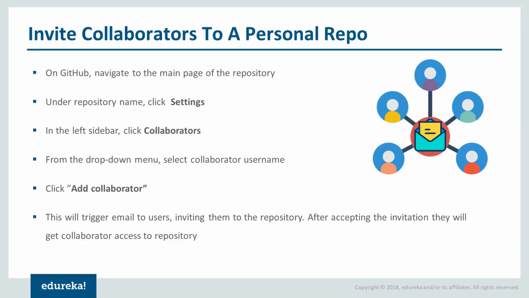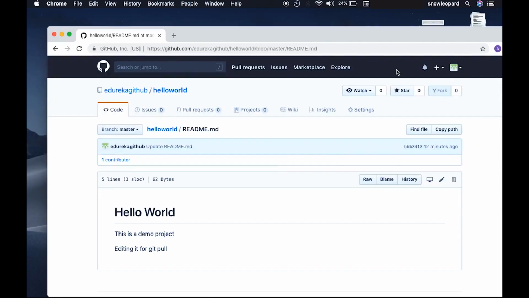So let's invite the collaborators to a personal repository. For example, we have created a personal repository on GitHub. Now I can go ahead and I can invite. To do that, I have to go to GitHub, and under the repository name, I have to click on the settings. Then on the left bar, there will be a collaborators button, which I will go to from here.